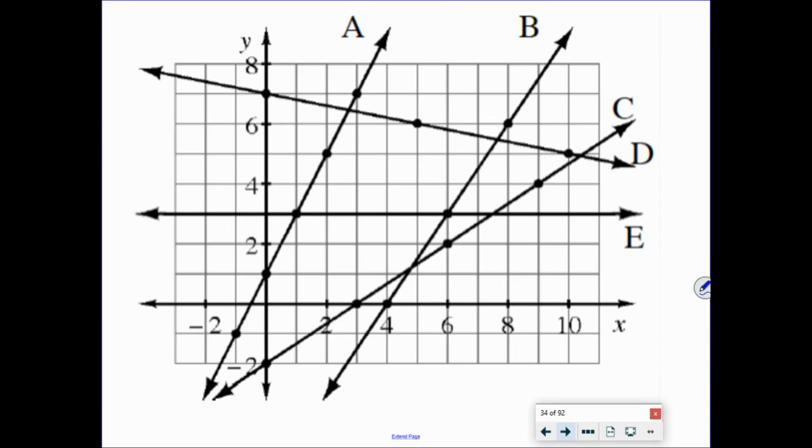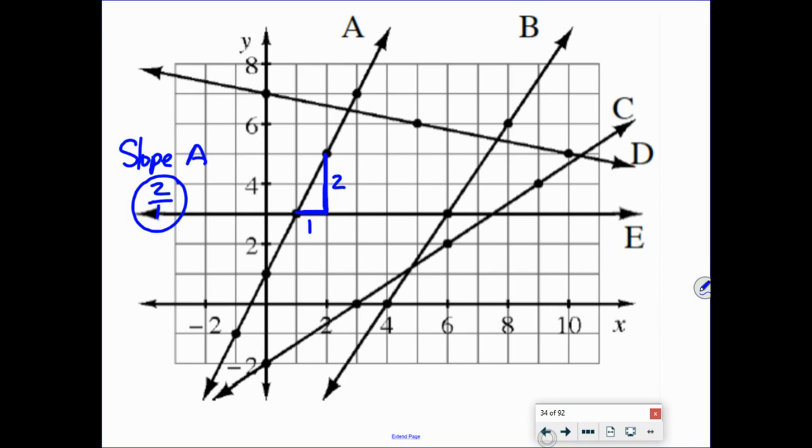So what I want you to do is I want you to analyze this. And again, you've got your worksheet there. So I want you to focus on, I'm going to do A with you. I'm going to make my slope triangle right there. My change in y is 2. My change in x is 1. So my slope, and I didn't put room here. My slope for line A is 2 over 1. So there's line A.